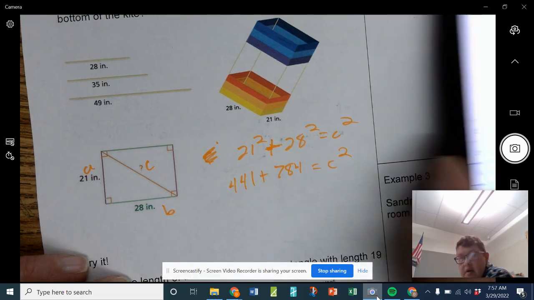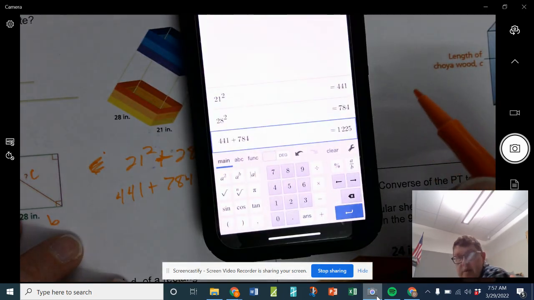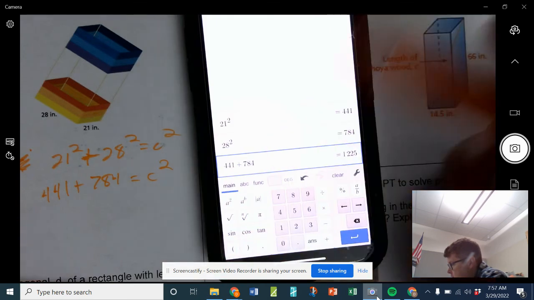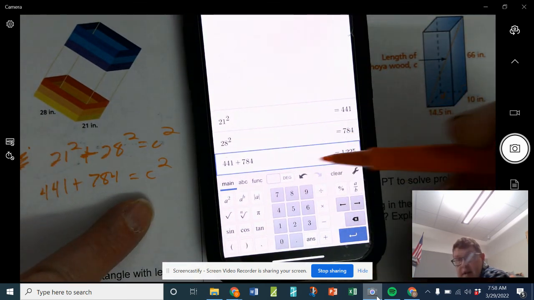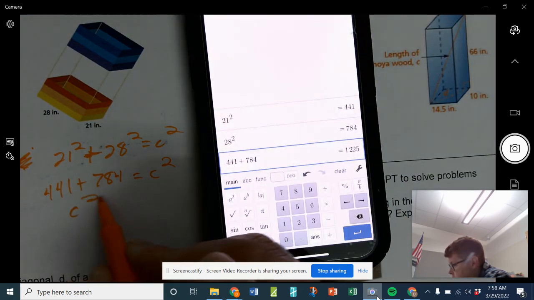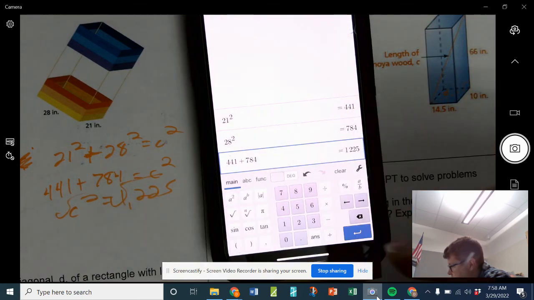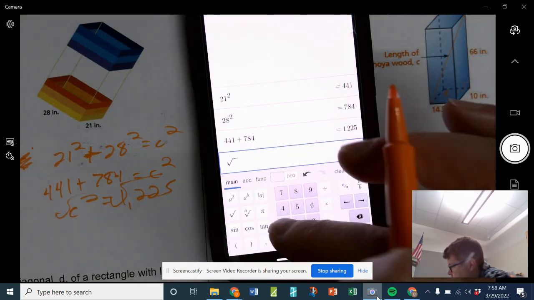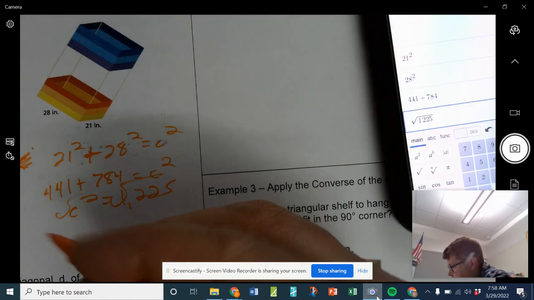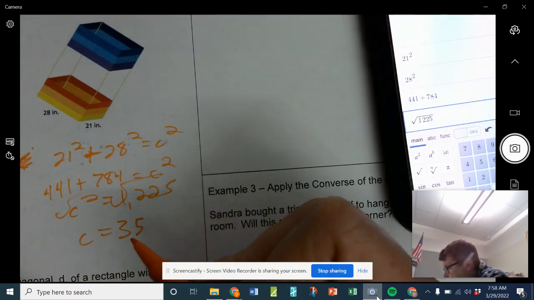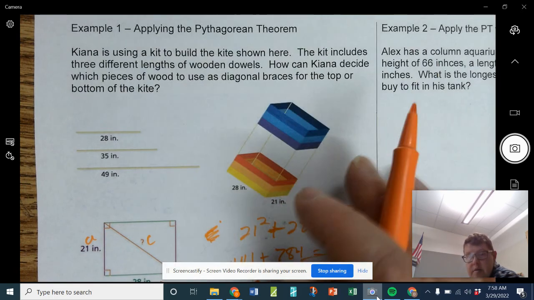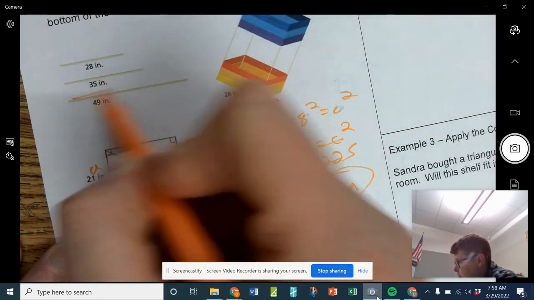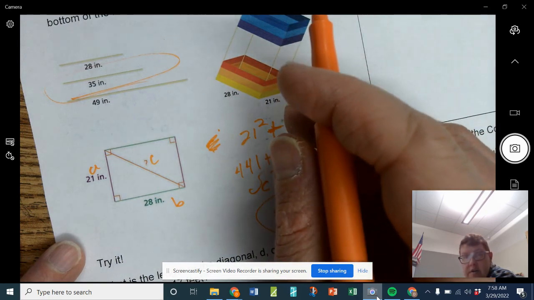Sorry, you guys can't even see the math I'm doing. My bad. 21 squared, right? 21 squared is 441. 28 squared is 784. And then we add them together to get 1225. And then we'll square root on both sides. And we get 35. 35 inches, which is this. Can you guys see that? Yeah, you guys saw it good. That dowel right there, that 35-inch dowel right there.